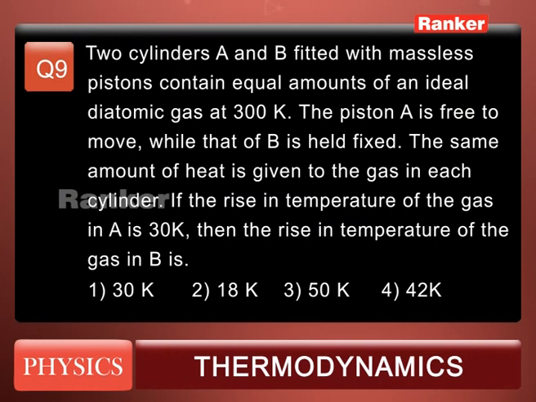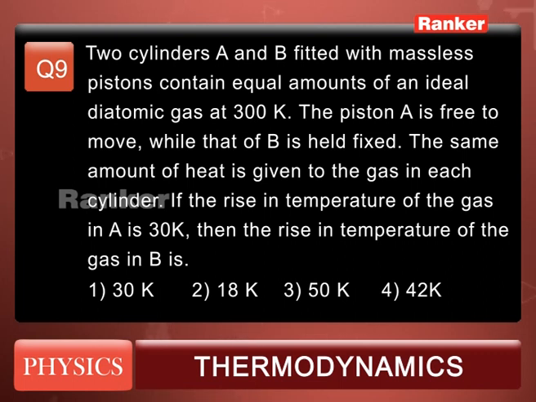Now see question number 9. Two cylinders A and B fitted with a massless piston contain equal amount of an ideal diatomic gas at 300 Kelvin. The piston A is free to move while that of B is held fixed. The same amount of heat is given to the gas in each cylinder. If the rise in temperature of the gas in A is 30 Kelvin, then the rise in temperature of the gas in B is: first option 30 Kelvin, second option 18 Kelvin, third option 50 Kelvin, and the fourth option 42 Kelvin.